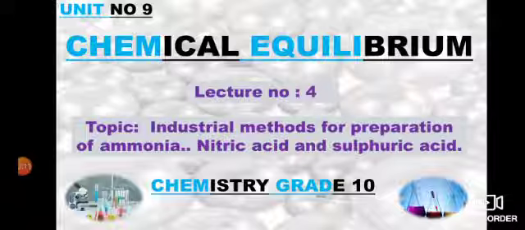Assalamu alaikum. Today we will discuss unit number 9, Chemical Equilibrium, lecture number 4. The topic of discussion is industrial methods for the preparation of ammonia, nitric acid and sulphuric acid.